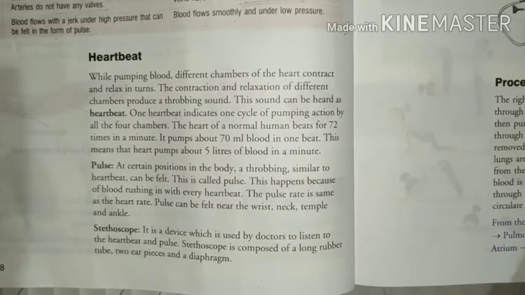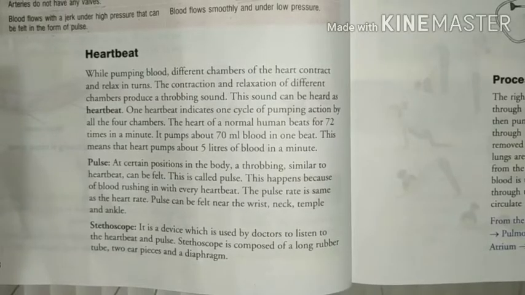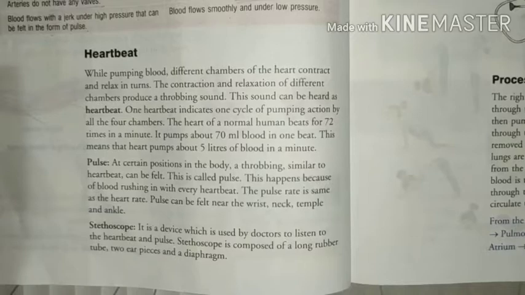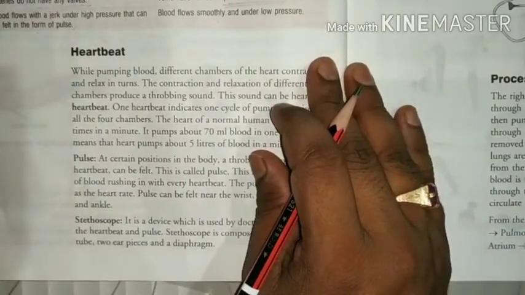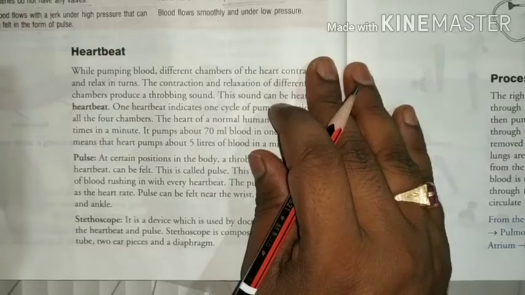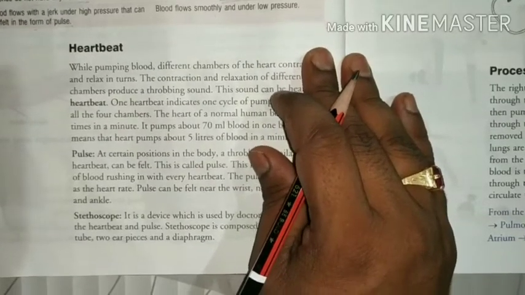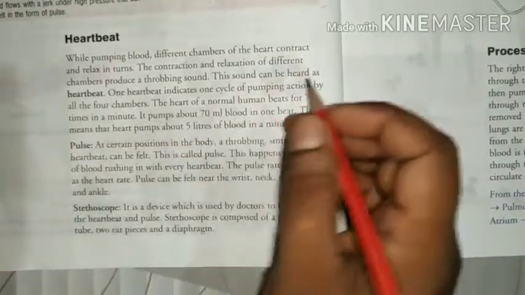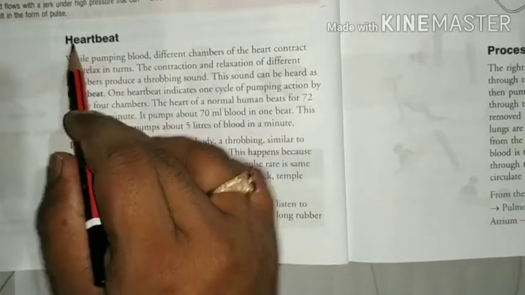Dear student, today we are going to continue the chapter circulatory system. In this chapter we have already learned about heart, blood and blood vessels. So today we are going to discuss the next component of circulatory system, which is heartbeat.